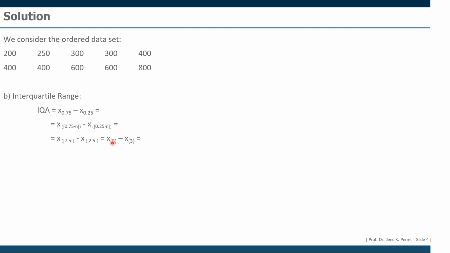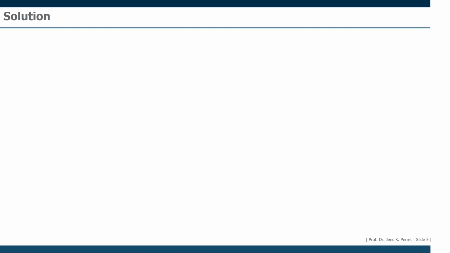So I'm looking up the 8th value and the 3rd value in my data set. And I'm going to subtract from the 8th the 3rd value, giving me 300. So my box of the box plot has a height of 300. Well, that was already part B. That was the interquartile range. So we are left with the 3rd and 4th part, which are pretty closely connected.